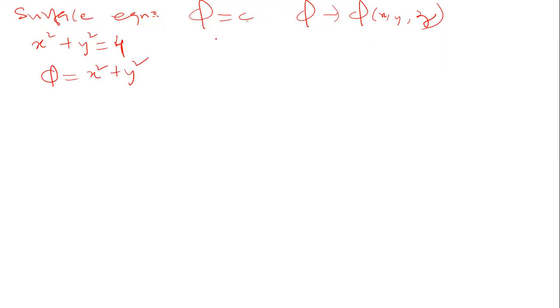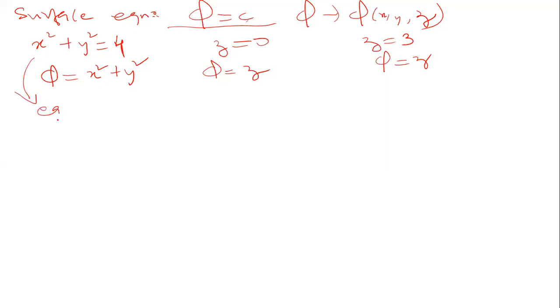The second surface we consider here is z equal to 0, so here your phi is z. And the third surface we consider is z equal to 3, and here your phi is also z. Okay, so this is how we consider a surface equation phi equal to c. This is the equation that represents any surface in general. So what is this surface here? x squared plus y squared equal to 4, you know this.